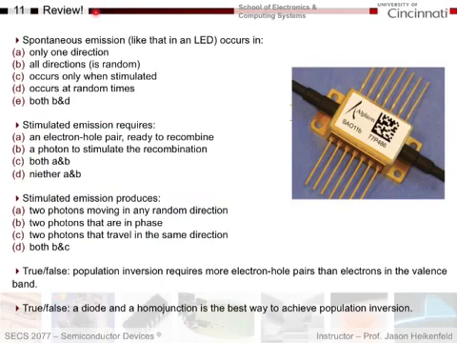So a couple questions here. Spontaneous emission, like that in an LED, occurs in, pick one of these options. Stimulated emission requires, answer here. Stimulated emission produces, pick one of these answers, and two true-false questions. Then we'll go on and we'll finish off and tell you how you make a laser.